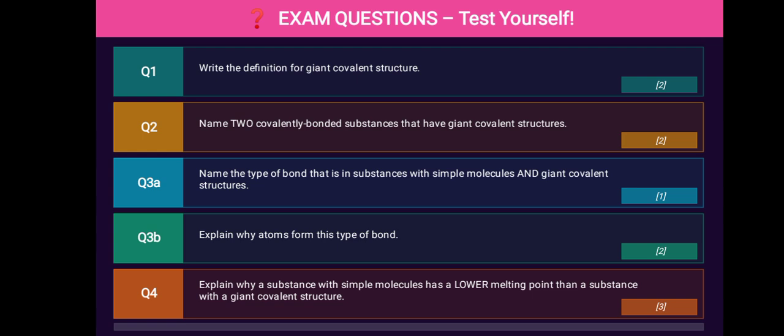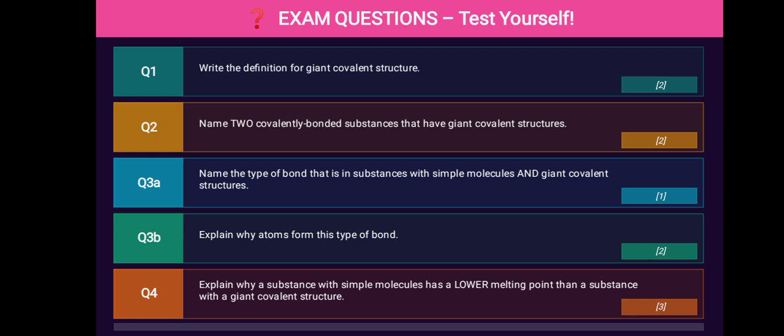Now it is your turn to show what you have learned. Different questions are given on the slides. Number 1 asks you to write the definition of giant covalent structure, and this you will have to learn by heart. Question number 2 asks you to name 2 substances with giant covalent structure. It's very easy. We have discussed it many times during this lecture as well.